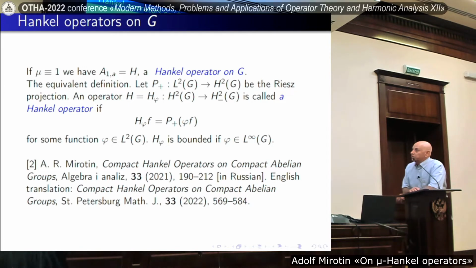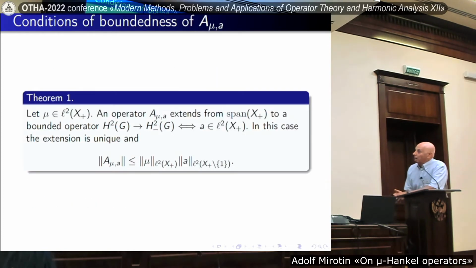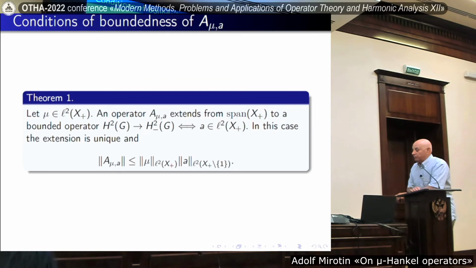The theory of such operators, I mean Hankel operators of the group G, was developed in my paper in Algebra and Analysis, and several papers mentioned in the bibliography of this paper. And the first question: when is the mu-Hankel operator over the group G bounded? The following theorem 1 gives conditions for boundedness and the estimate of the norm of this operator.